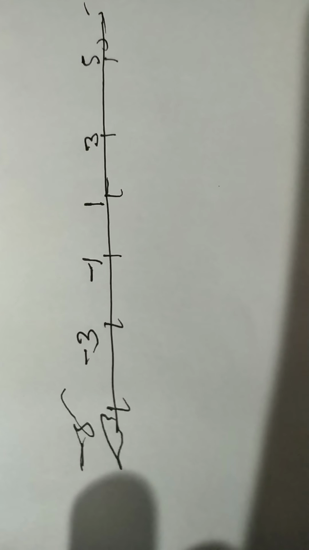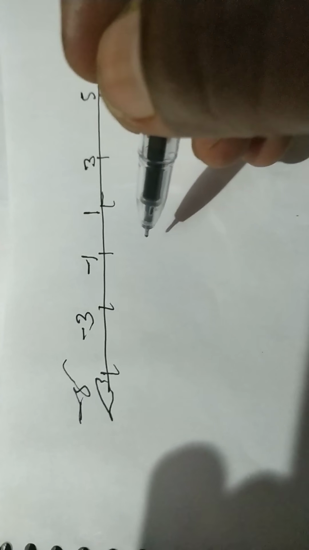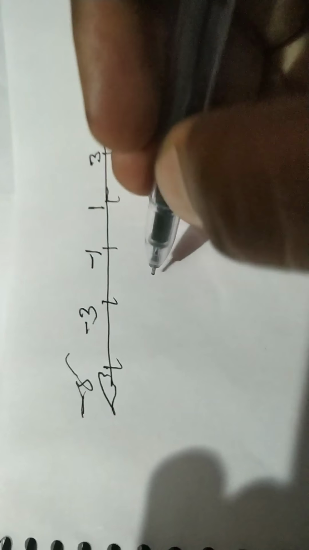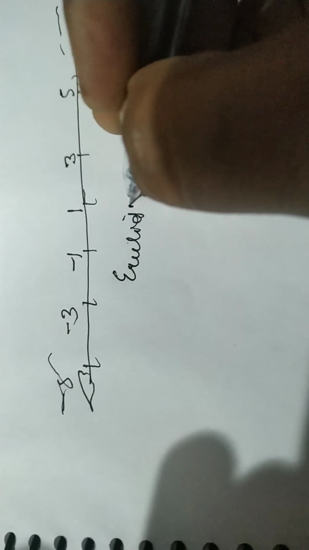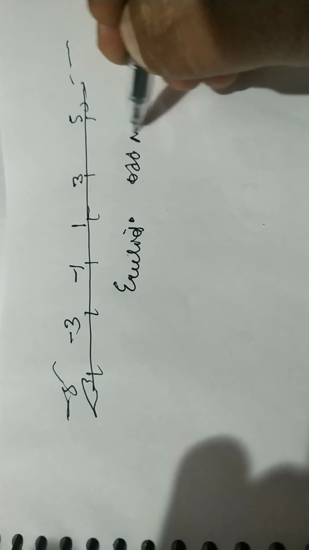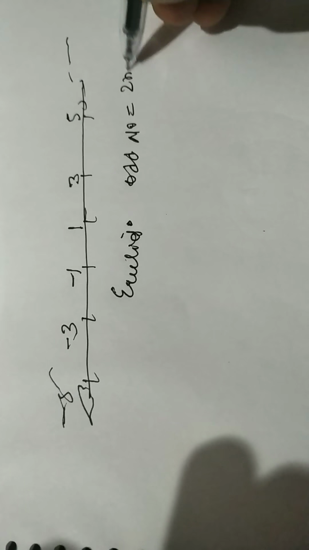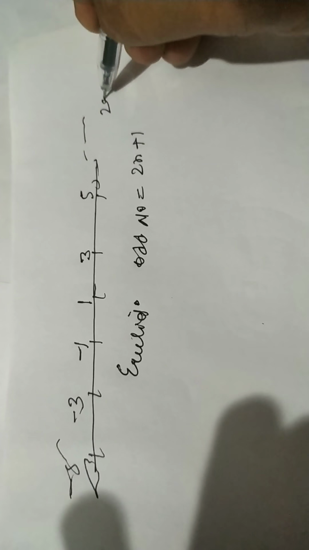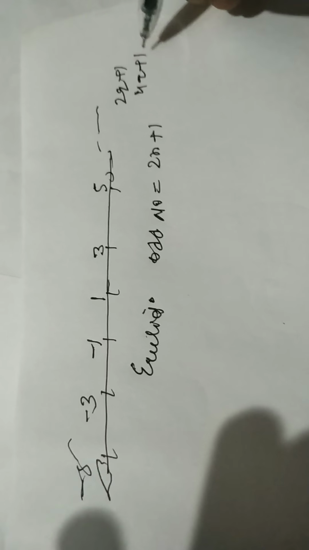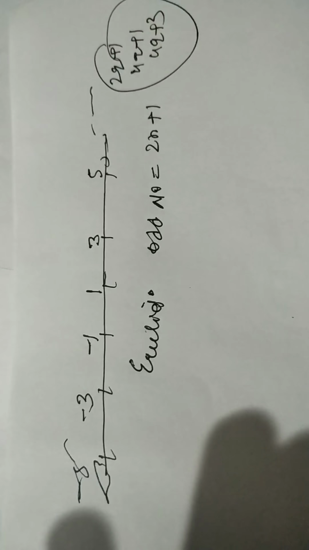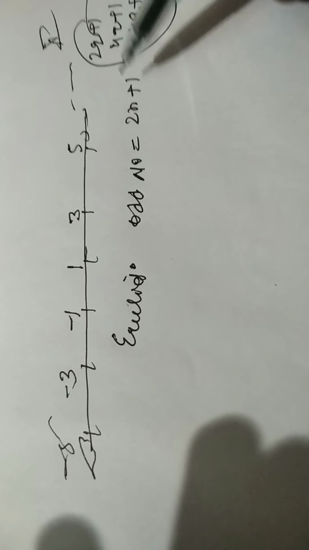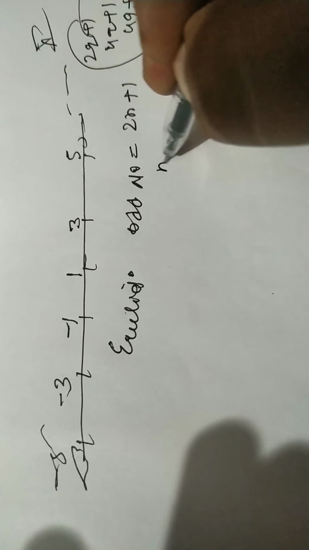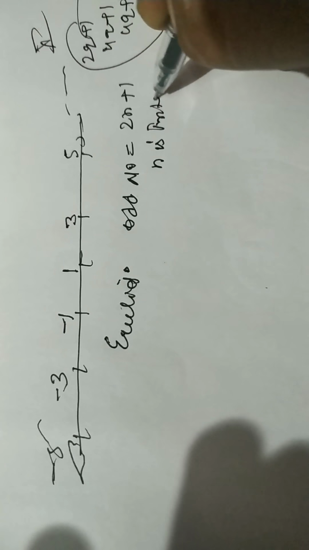We have already studied in class 10th, first chapter, Euclid's division lemma, that any odd number can be written in the form 2q plus 1, or 4q plus 1 and 4q plus 3. Here we write the smallest odd number in the form 2n plus 1, in terms of n instead of q, where n is an integer.